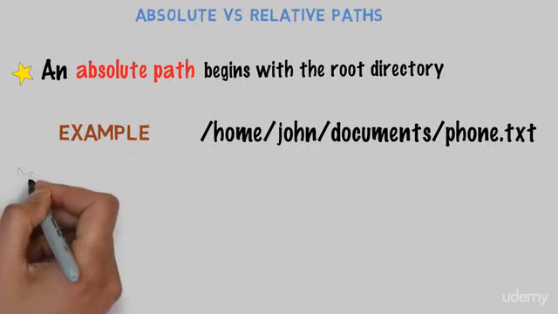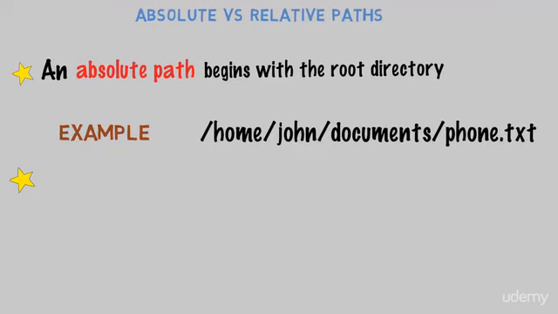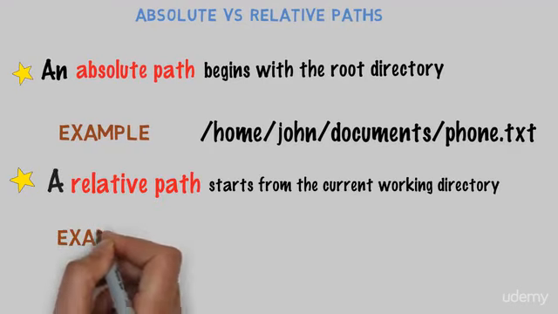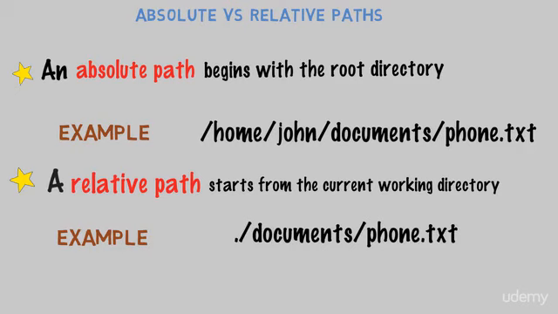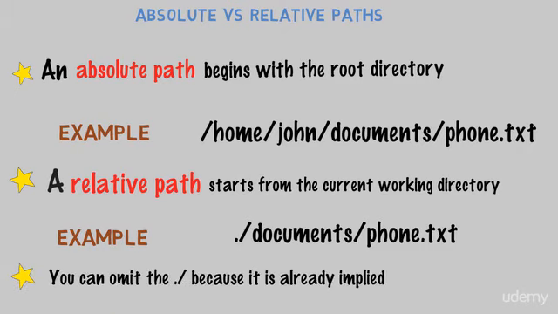However, if John is currently at his home directory, then he can use the relative path name instead to access his file phone.txt. A relative path, unlike an absolute path, starts from the current working directory, and the absolute path starts with the root directory.